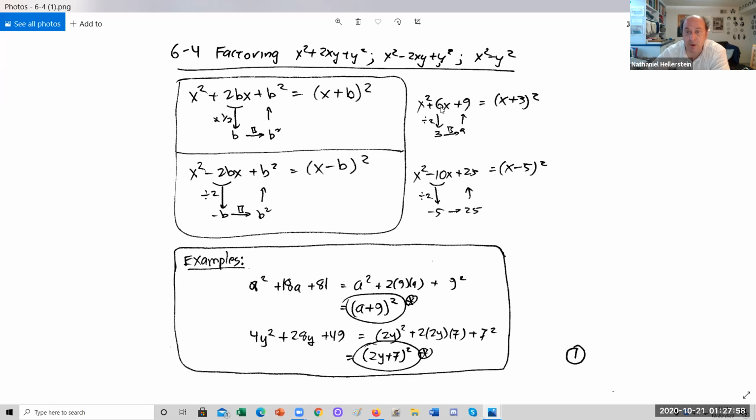So for example, x squared plus 6x plus 9, we want to factor that. Take half of 6, that's a 3. It squares to a 9, which matches. So the whole thing is x plus 3 all squared.